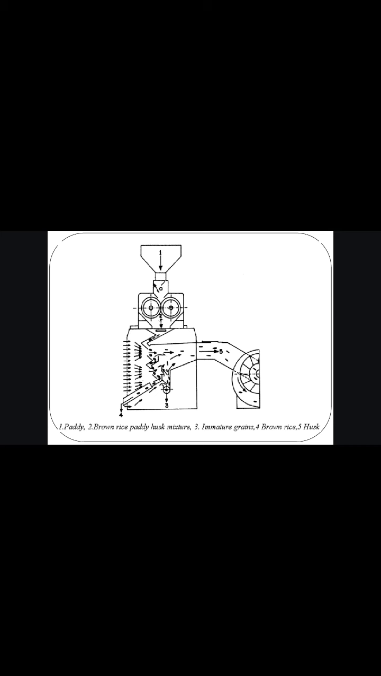So this is also a rice shelling machine, the rubber roll sheller. It consists of a feed hopper, then brown rice, paddy, husks mixture, at the second point, third, immature grains at the bottom side, then brown rice at the discharge outlet, then 5 is the husks, removed by blowers or fans provided to remove the husks.